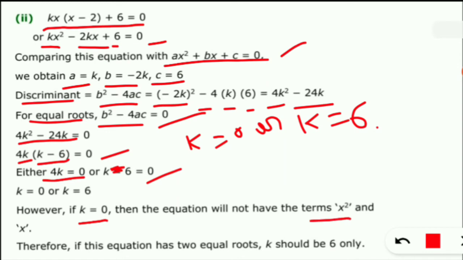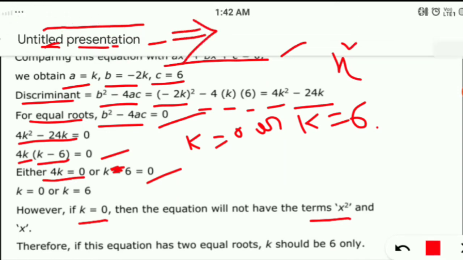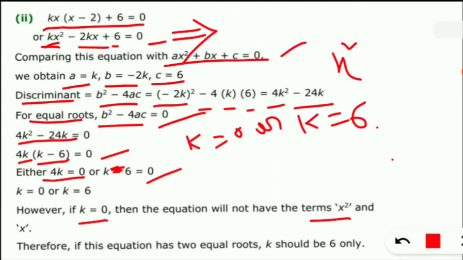Now students, if k equals 0, then 0 into x square, that means the x square term is not present in this given equation. That means definitely k is not equal to 0. That means k not equal to 0 means definitely k equals 6. Therefore if this equation has two equal roots, k should be 6 only. Clear? That means if k equals 0, then the x square term is not present in this given quadratic equation. That's why the value of k equals 6.